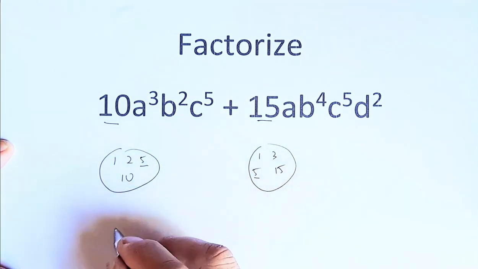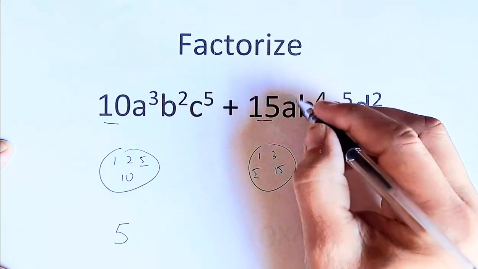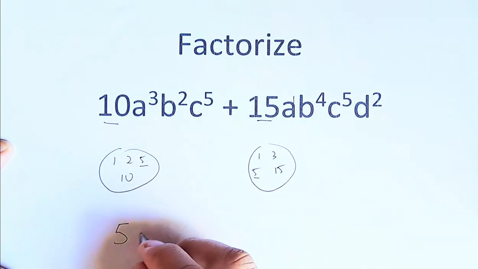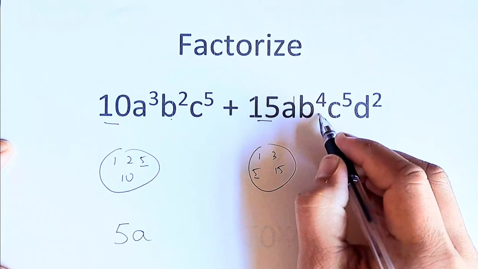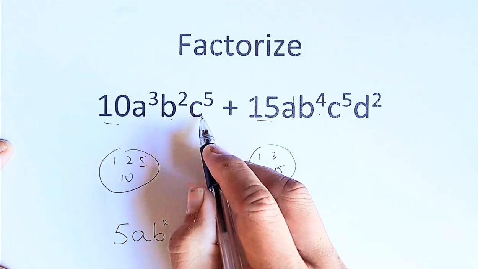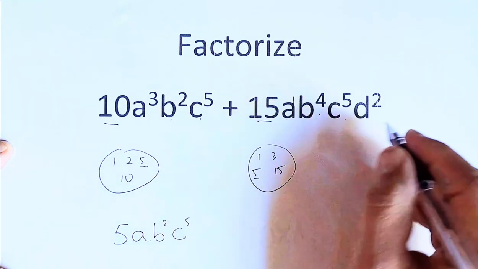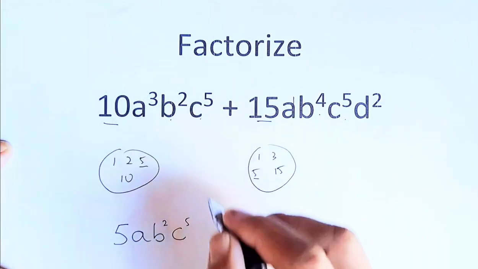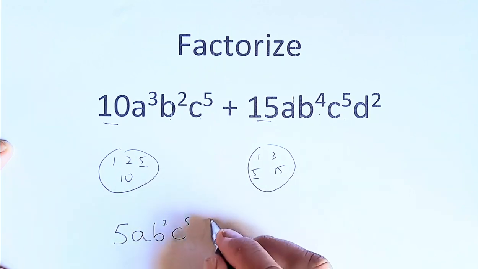So what you're going to do is take a 5 out. Between a cubed and a, there's a 1 there, so the smallest of the a's will be a. The smallest of b squared and b to the 4 is going to be b squared. And the smallest of c to the 5 and c to the 5 is going to be c to the 5, as they are both the same. Then there's no d in the first term, so we can't take out a d from the expression. Now the next thing we do is put a bracket.